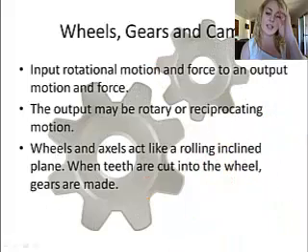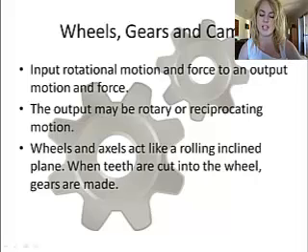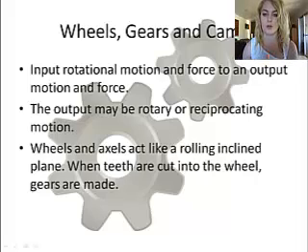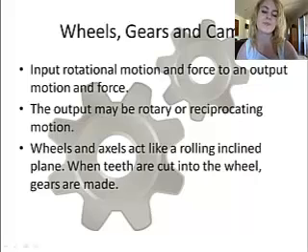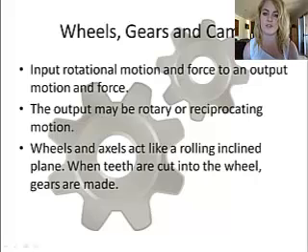Gears, cams, and other related mechanisms are considered as kinetic pairs. These machines transfer or change an input rotational motion and force to an output motion and force. The output may be either rotary or reciprocating motion. Wheels and axles act like a rolling inclined plane. They make things move by removing the friction.